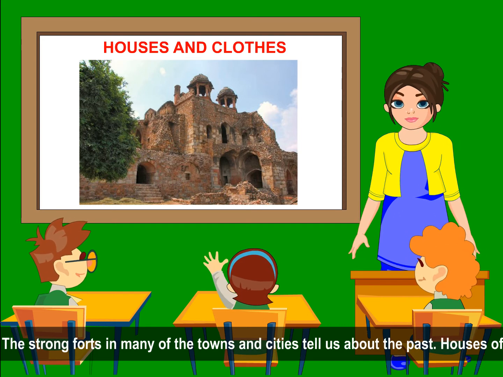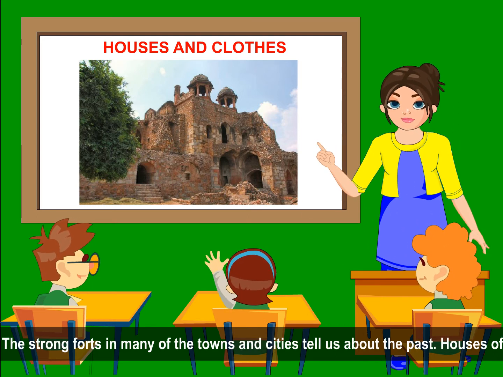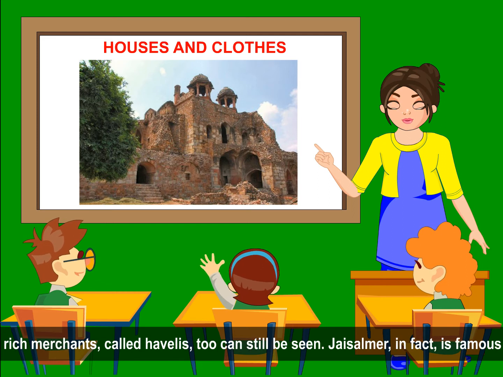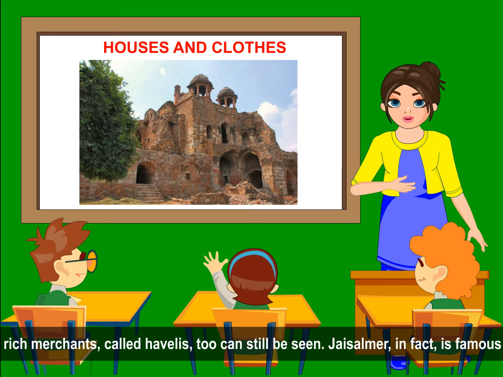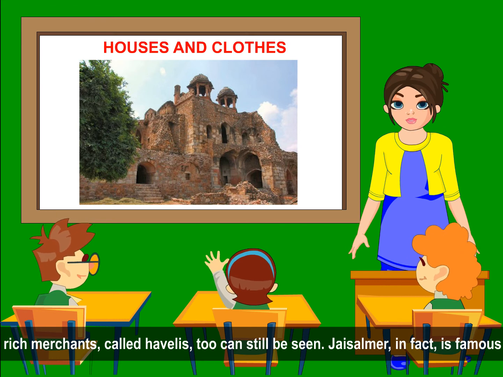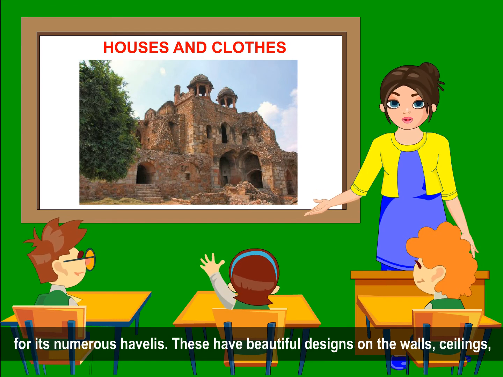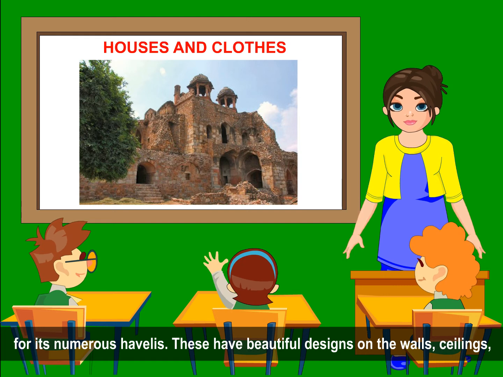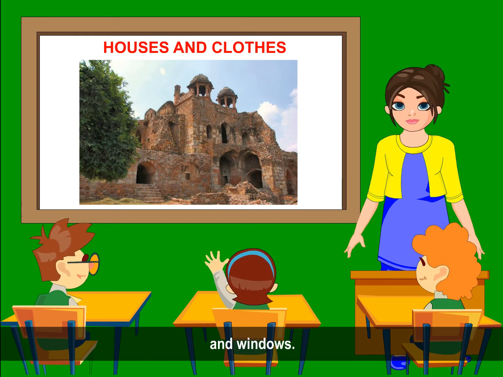The strong forts in many of the towns and cities tell us about the past. Houses of rich merchants called havelis too can still be seen. Jaisalmer in fact is famous for its numerous havelis. These have beautiful designs on the walls, ceilings and windows.